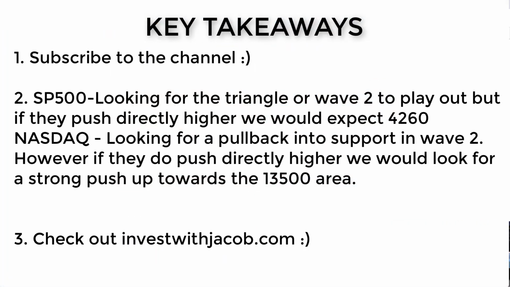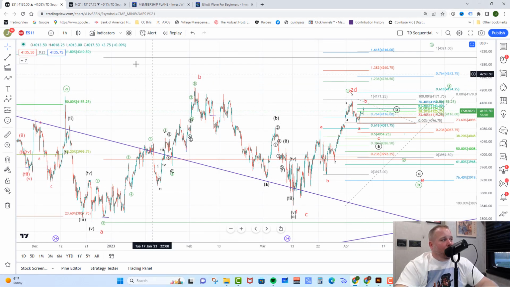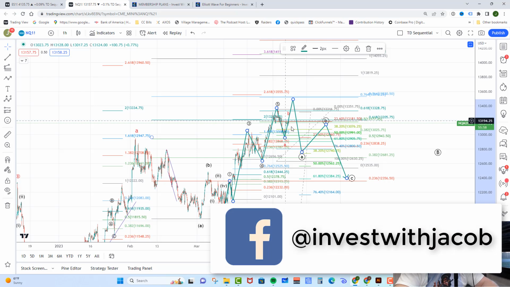All right, key takeaways for today. We are expecting a pullback in C toward the 4050 area. However, if they push up over 4155, it does look like they may need to get one more high up toward the 4200 area. Over on the NASDAQ, again, we're expecting that C wave down, this one toward the 12,740 area. However, they could push up for one more high as well before we see that pullback.